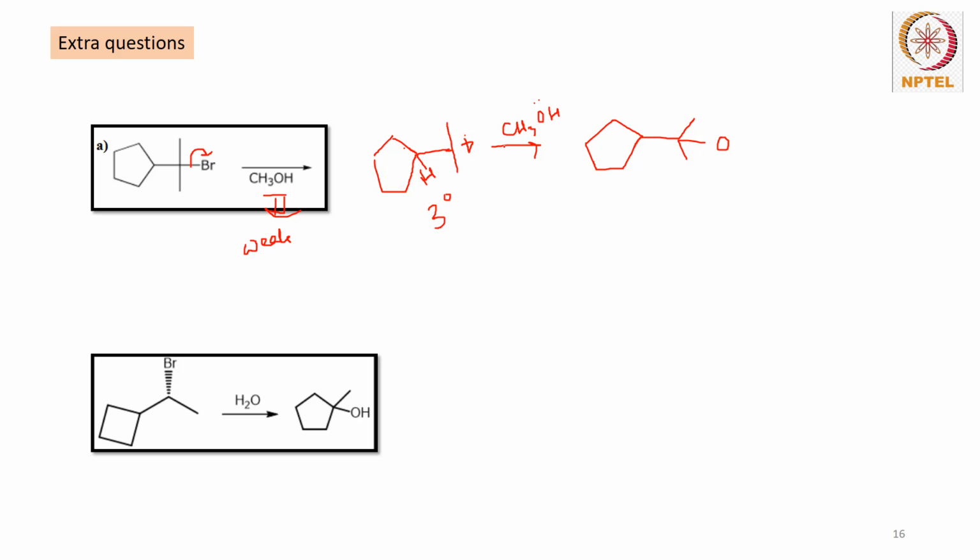Now CH3OH means this part will attack, and we will get this. The oxygen will be positively charged because it's giving one electron. So now, as oxygen is positively charged, we take the electron from this hydrogen bond, then H plus will get removed and we'll get this one as our product.